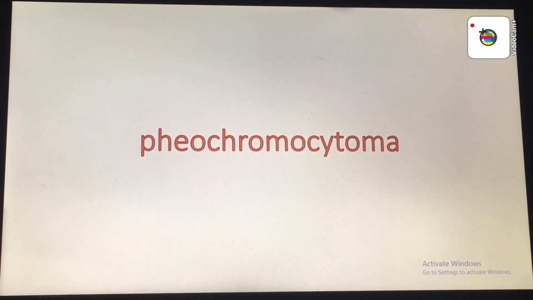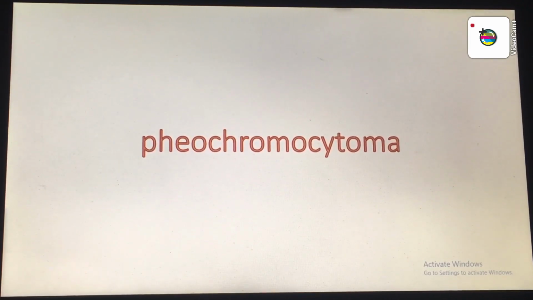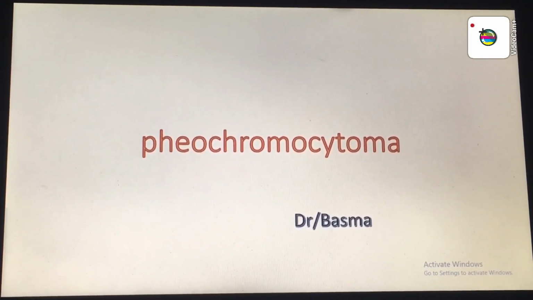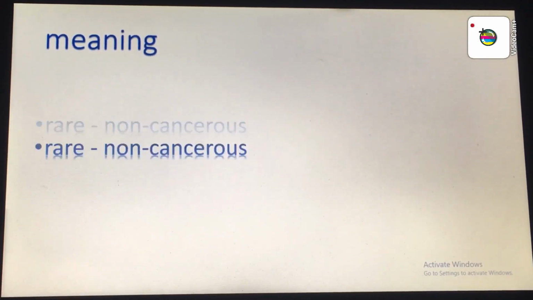Here we are going to explain about Pheochromocytoma. What is Pheochromocytoma, what is meant by Pheochromocytoma, what are the common signs and symptoms, and what causes it. We are going to explain this.